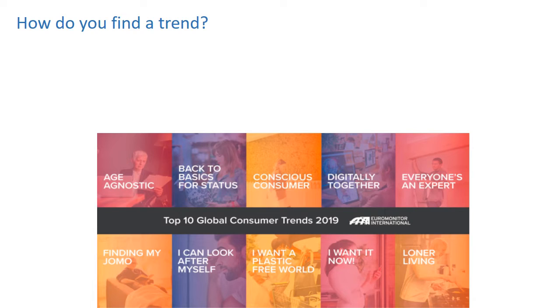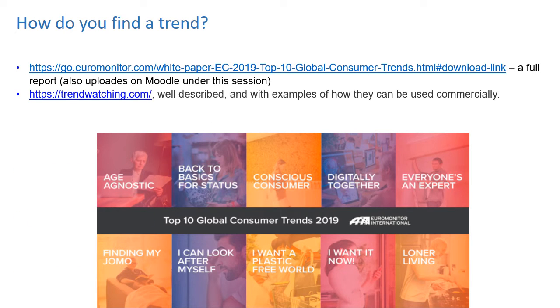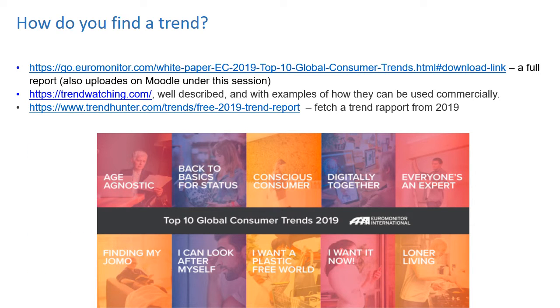But even with ordinary desk research, you can do a lot. For example, Euromonitor regularly publishes reports with consumer trends, and Euromonitor's reports contain descriptions of reasons as well as triggers and the types of people that are affected by the trend. You could also try trend watching, where you can see 5 consumer trends for 2019 well described and with examples of how they can be used commercially. Or how about Trend Hunter? It's a little bit more confusing, this website, but you can still download a good trend report from 2019.